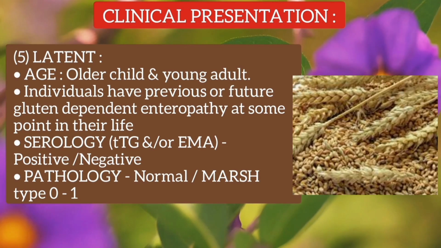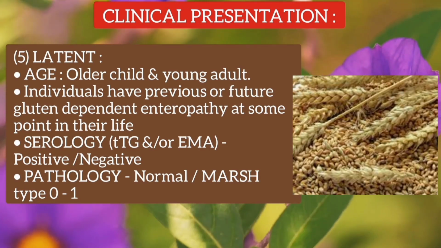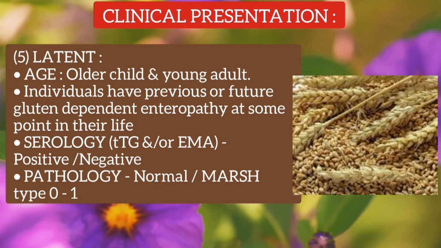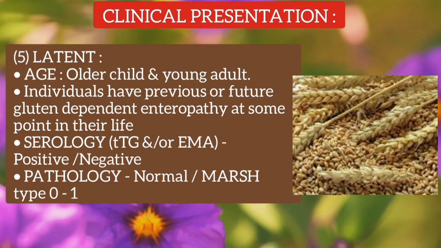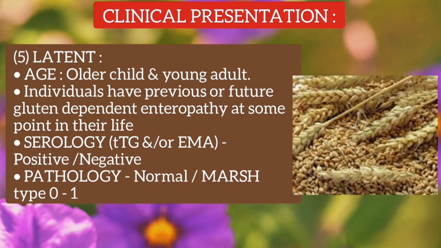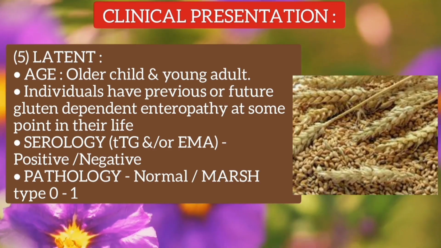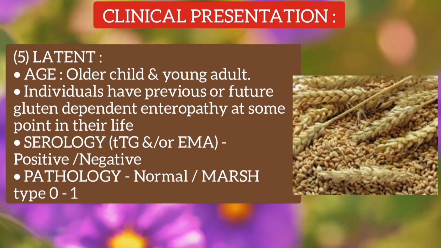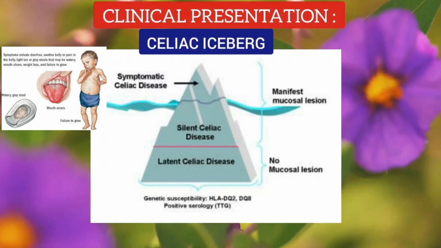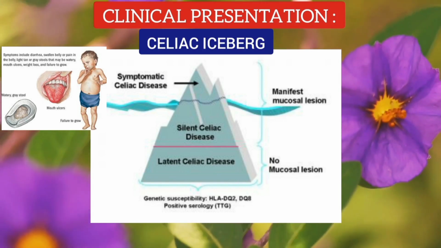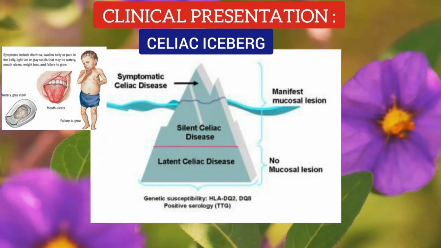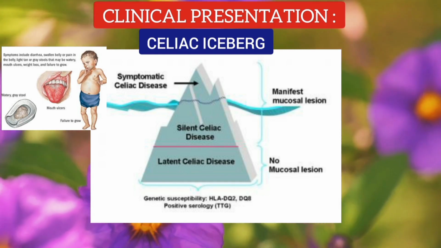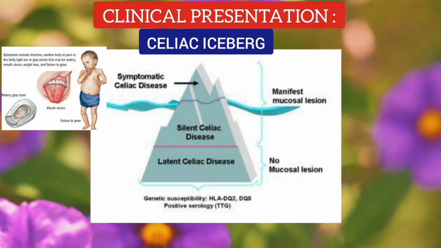Now, the fifth type of clinical presentation is the latent celiac disease. It occurs in older children and young adults. The individuals have previous or future gluten-dependent enteropathy at some point in their life. The serology may be positive or negative, but the pathology is almost normal. This is the celiac iceberg. Above the surface is the symptomatic celiac disease, which includes the typical and atypical forms. Then lower down is the silent celiac disease, and at the bottom is the latent celiac disease.